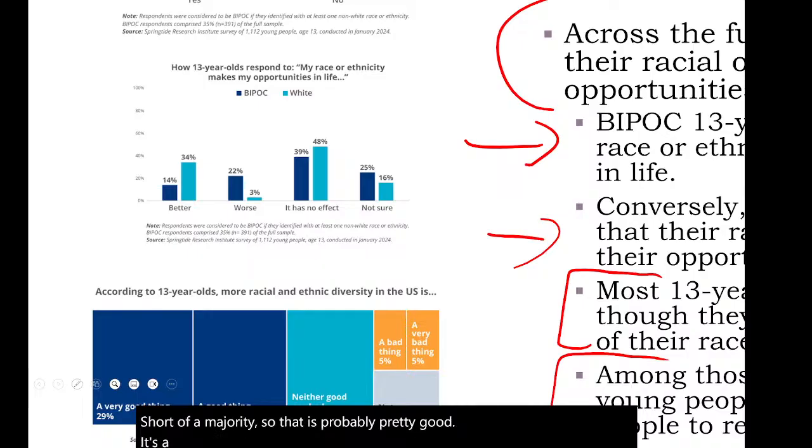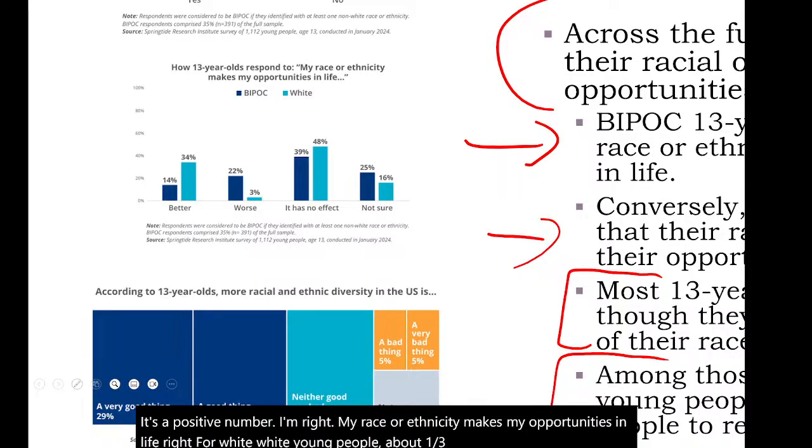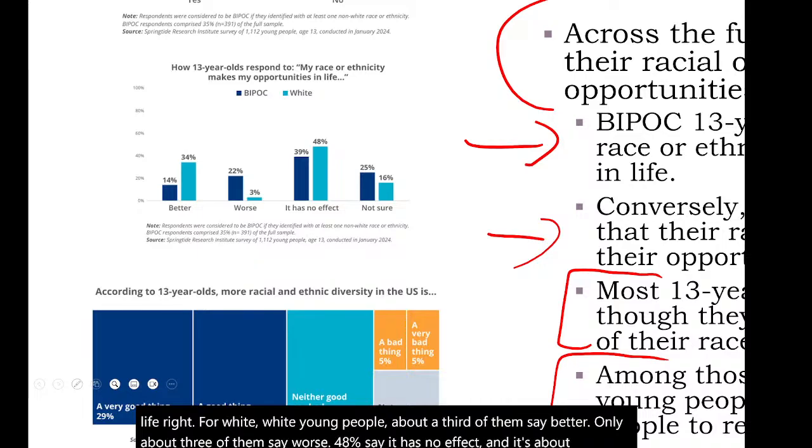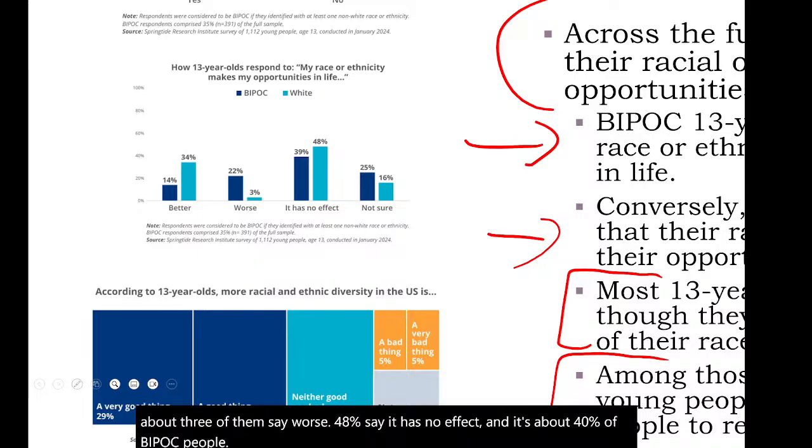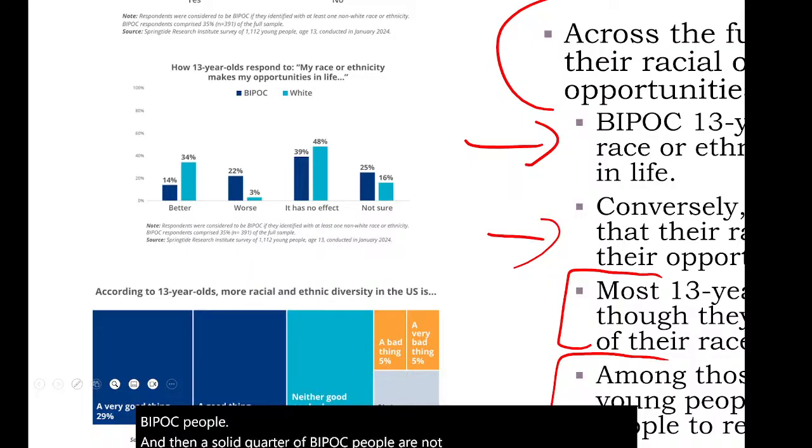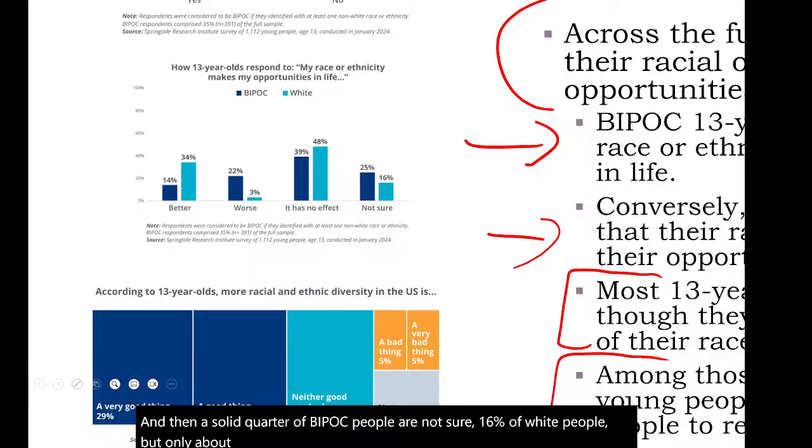My race or ethnicity makes my opportunities in life, right? For white young people, about a third of them say better. Only about 3% say worse. 48% say it has no effect, and it's about 40% of BIPOC people. And then a solid quarter of BIPOC people are not sure, versus 16% of white people. But only about 14% of BIPOC people say it makes it better, and just above a fifth say worse.